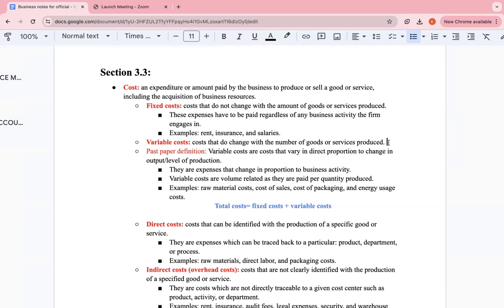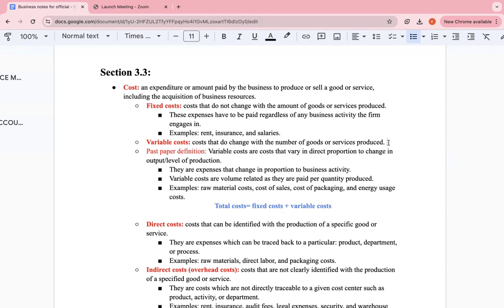Variable cost is the exact opposite of fixed cost. So basically, it's a cost that changes with the number of goods or services produced; it's the cost of each unit produced. If you're a company that produces shoes, the more shoes you produce, the higher the variable cost, because the cost of producing each shoe is, let's say, $12. So with each shoe you produce, you pay an extra $12 in your variable costs.